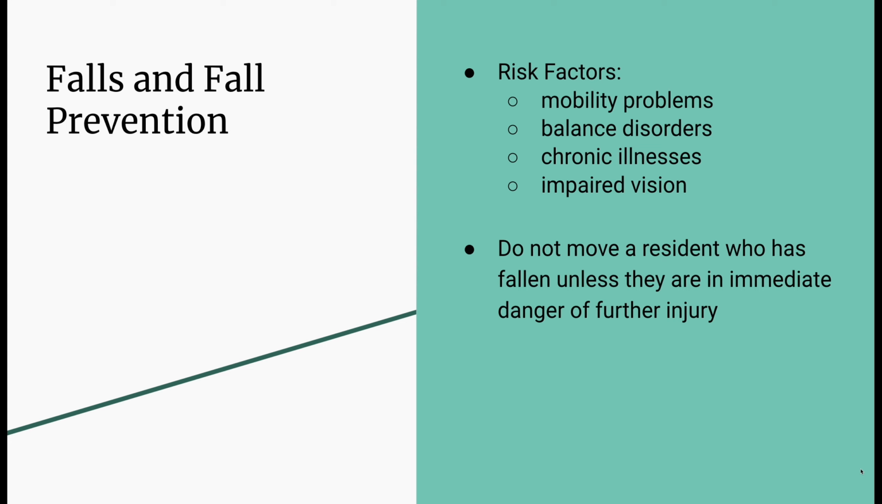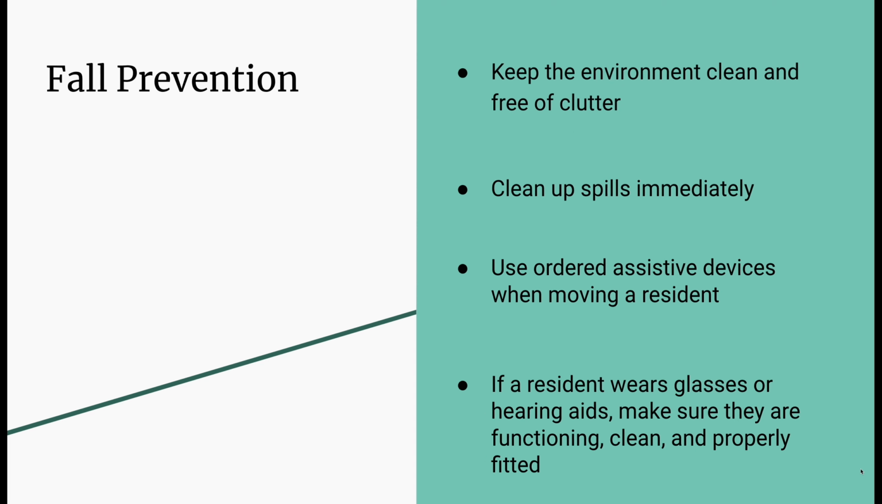If you enter a room and discover a resident has fallen, do not move them unless they are in immediate danger of further injury. Notify the nurse as soon as you observe the situation so the resident can be assessed and treated. Typically, a mechanical lift will be used to raise the resident from the floor to prevent injury to themselves and staff. As a nursing assistant, there are several actions you can take to prevent falls.